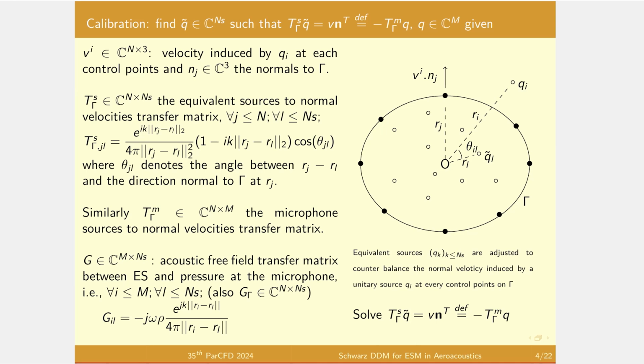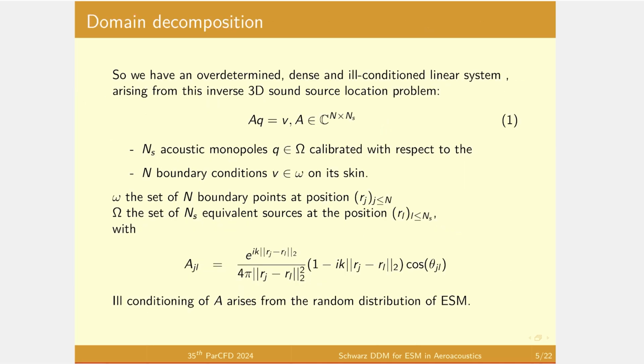There is some difficulty in solving this system because it is underdetermined: we have more nodes on the skin than equivalent sources. It's dense, so each equivalent source affects all the nodes on the skin, and it's ill-conditioned. So we have something like this form here, and I recall here the form of the matrix coefficients.